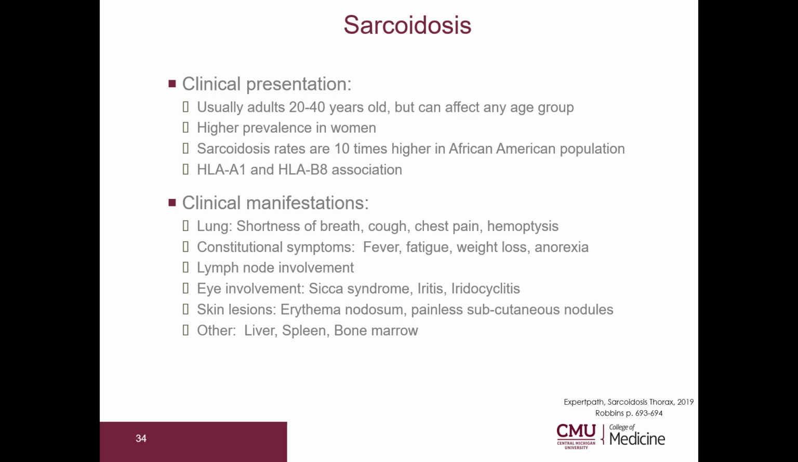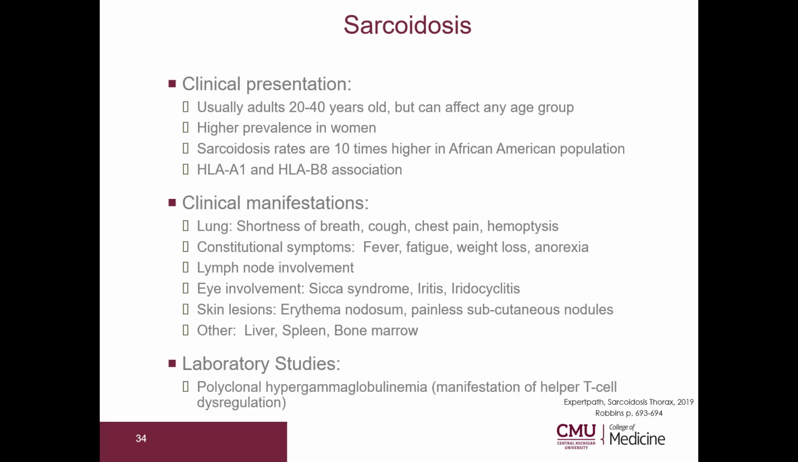Clinical manifestations include shortness of breath, cough, chest pain, and hemoptysis. Constitutional symptoms include fever, fatigue, weight loss, and anorexia. You can have lymph node involvement, eye involvement, skin lesions, and involvement of other organs. On laboratory studies, patients will generally have polyclonal hypergammaglobulinemia, which is a manifestation of helper T cell dysregulation.